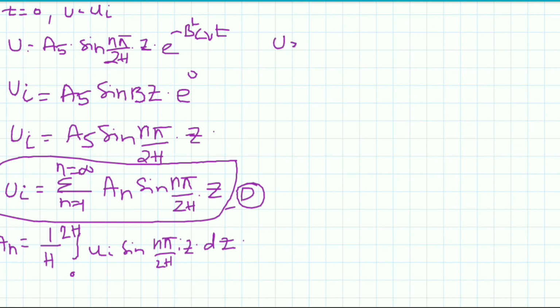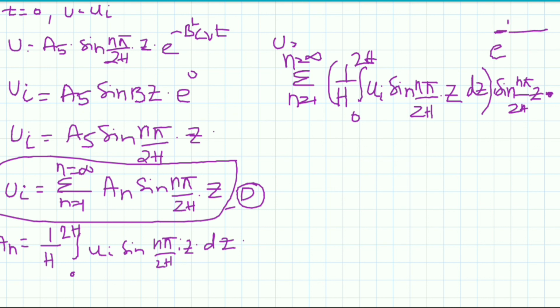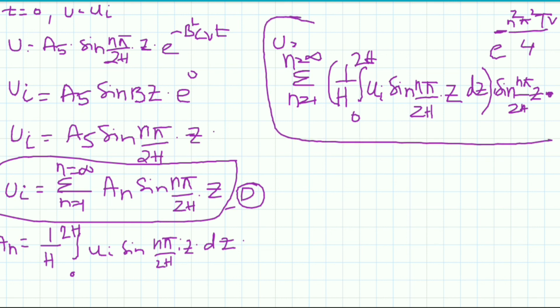I get u equal to sigma n equal to 1 to infinity of 1 by H integral 0 to 2H of ui into sin n pi by 2H into z dz, into sin n pi by 2H z, into e power minus n square pi square Tv by 4. So this is the final answer for u.